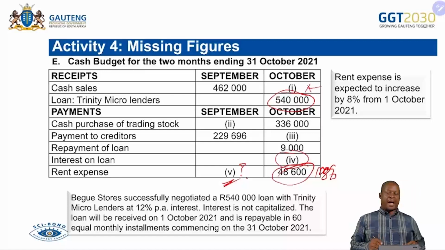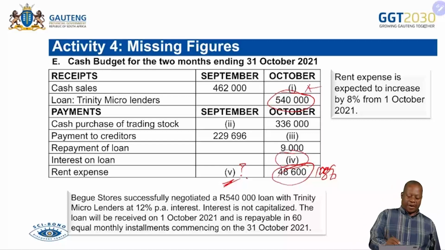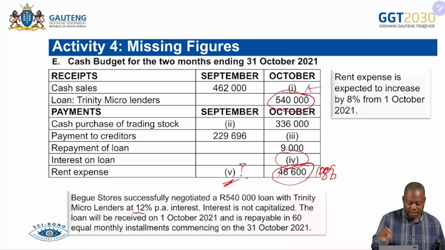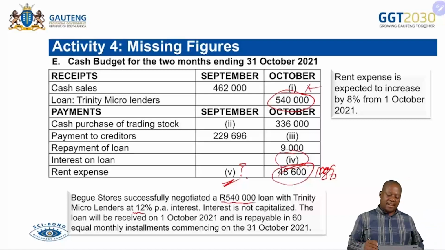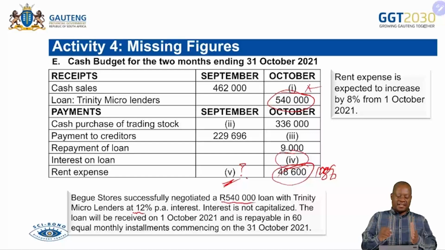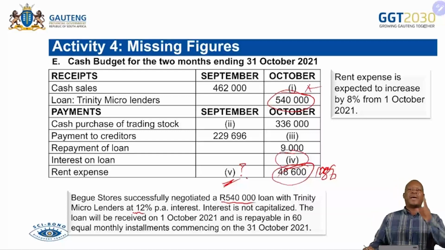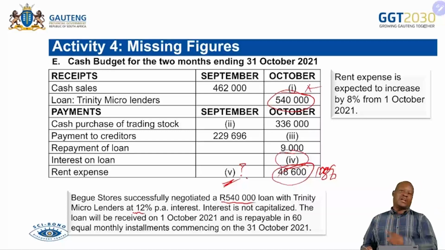But please remember, how do we find the interest on loan? They've given you the rate. Can you see that? And they've given you the amount of the loan. Can you see that? And please take note. They are saying it is the interest for October because the loan was received in October and the interest is payable in that month to start with. So can you be able to find the interest on loan?